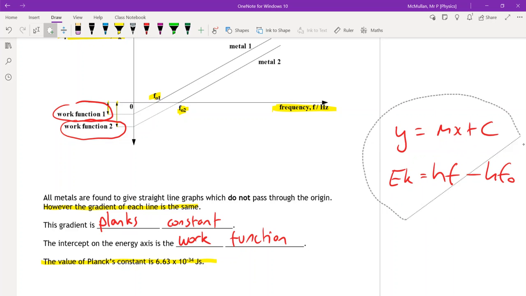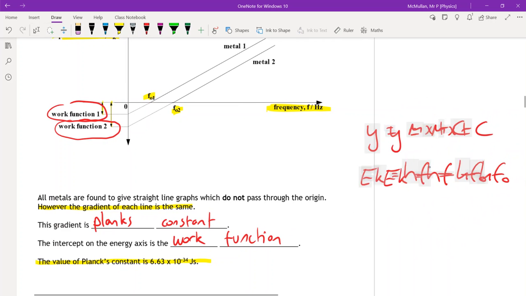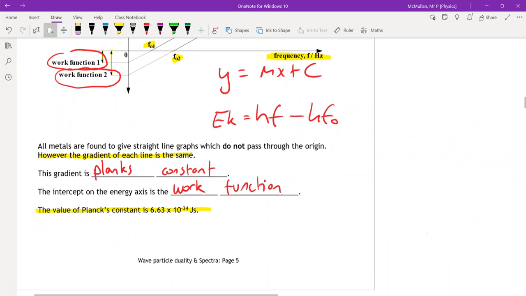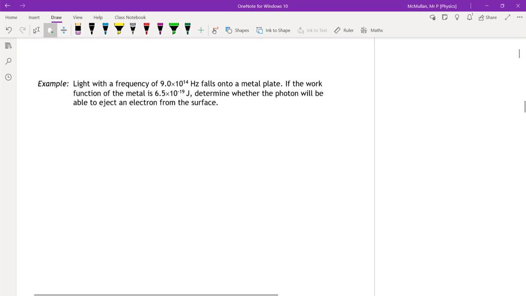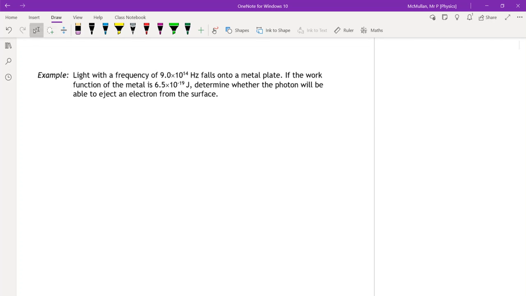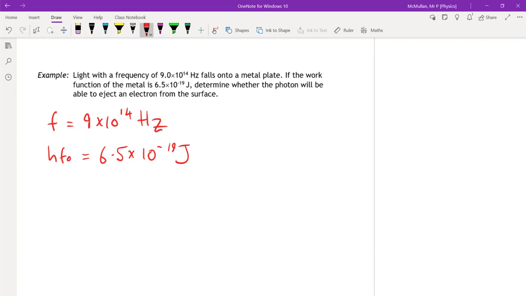I'll move that so it's in the booklet, if I can. So light with frequency 9 times 10 to the 14 hertz falls onto a metal plate. The work function is 6.5 times 10 to the minus 19 joules. Determine whether a photon will be able to eject an electron from the surface.